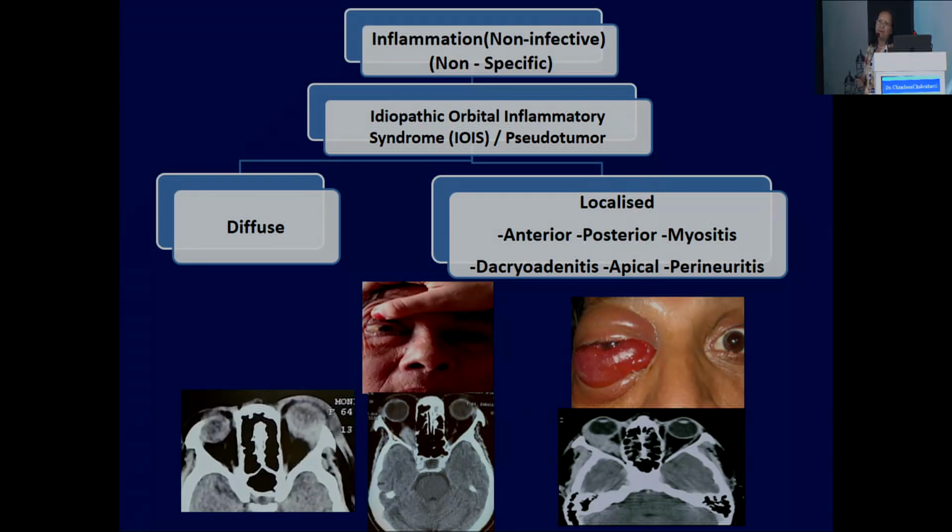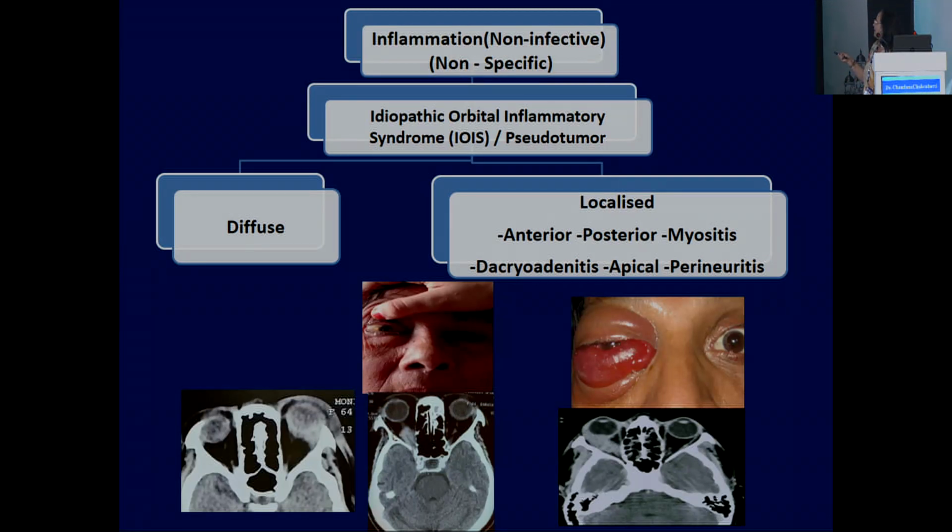Rootman classified inflammation, the non-specific inflammation of the orbit. Non-specific inflammation may be again specific or non-specific. Now if we go to the non-specific classification, initially we used to call it pseudotumor, but nowadays the term pseudotumor has become obsolete. Now we call it idiopathic orbital inflammatory syndrome or non-specific orbital inflammatory disease.